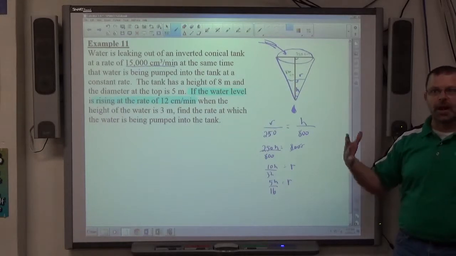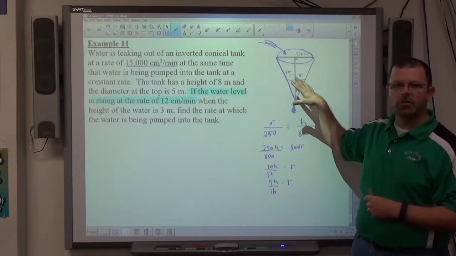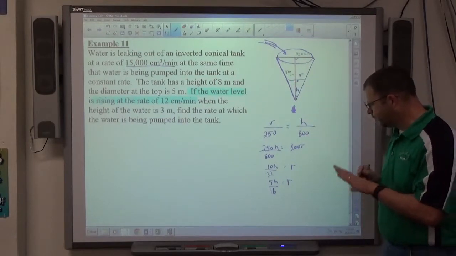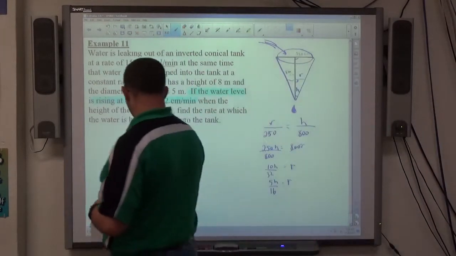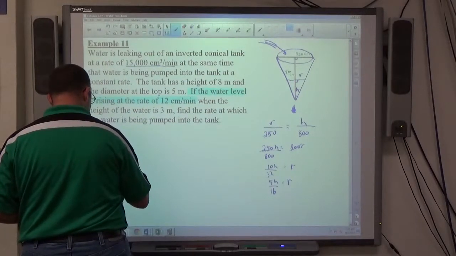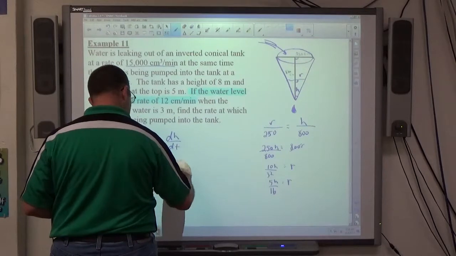So we're going to find out how much the volume changes. We want to find out how much water is being pumped in here. We want to know the volume change of the actual water in the tank. All right, so I only have one rate, which means I get to use two variables. I'm trying to find change in volume. All right, so H equals something, V equals something, dH over dt equals something, and dV over dt equals something.